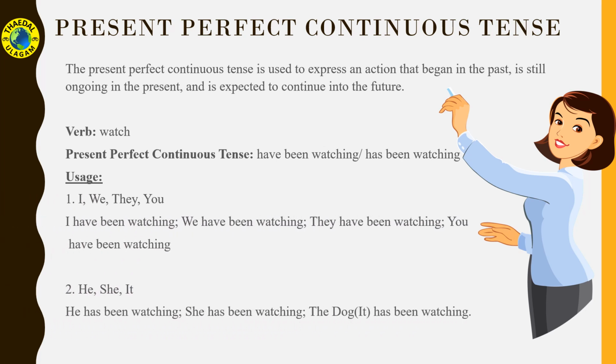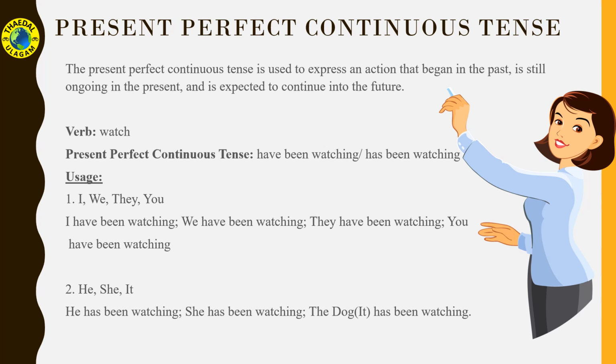Present perfect continuous tense. The present perfect continuous tense is used to express an action that began in the past, is still ongoing in the present, and is expected to continue into the future. Consider the verb watch. The present perfect continuous tense of watch is have been watching or has been watching. Take a look at the usage.